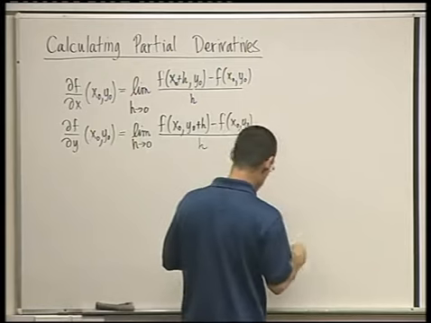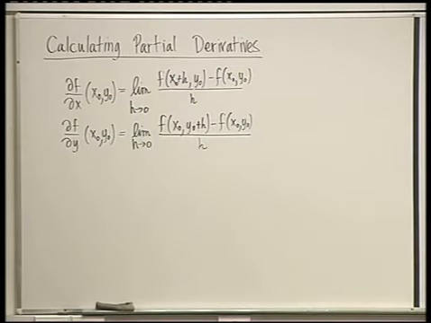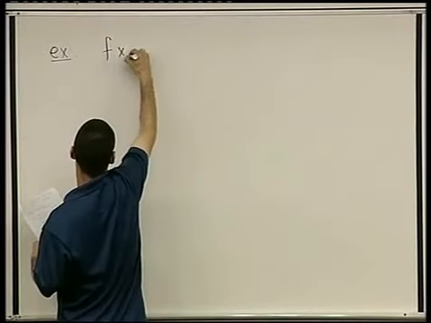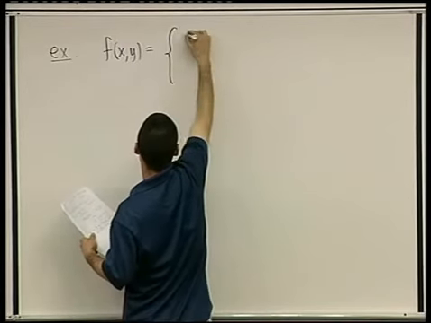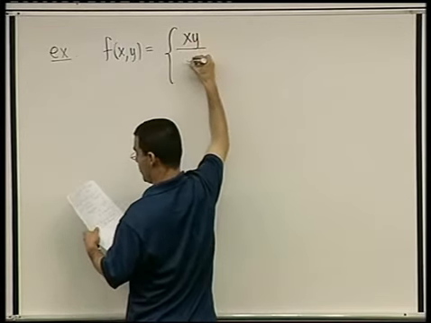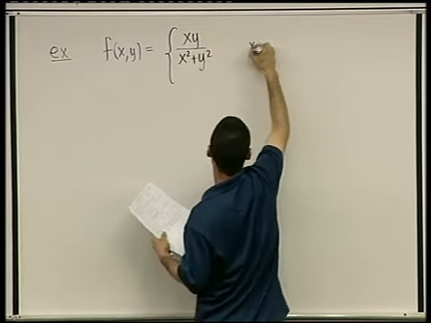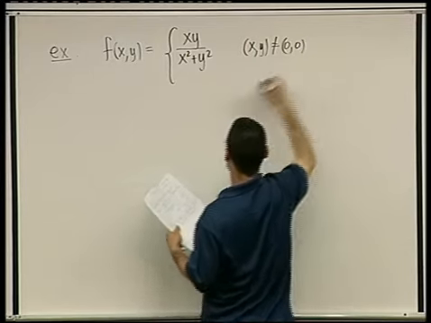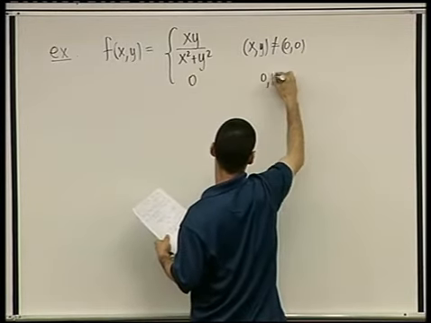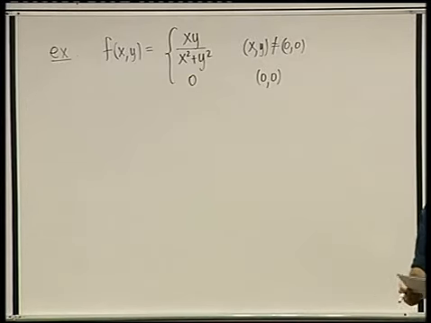So here's the, maybe we'll start on a new board. Here's an example. So let's look at the function f of xy equals xy divided by x squared plus y squared. This is whenever xy is not the origin, and 0 at the origin. This is a function that we've already met.